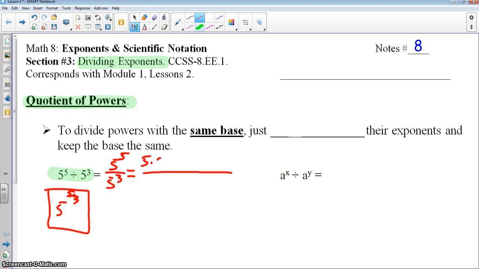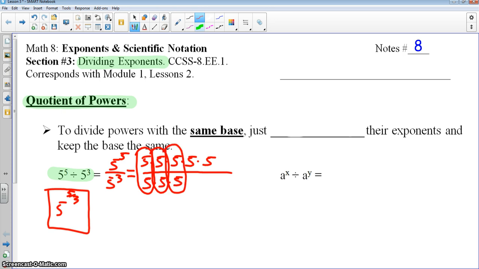Now, using our expanded form that we've learned before, we know that 5 to the 5th is really 5 times 5 times 5 times 5 times 5. And 5 to the 3rd is 5 times 5 times 5. Now we're allowed to split these into all different fractions. So if you think about individually, we're doing 5 divided by 5, 5 divided by 5, and 5 divided by 5.